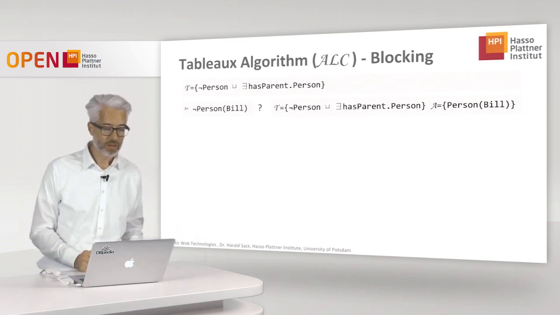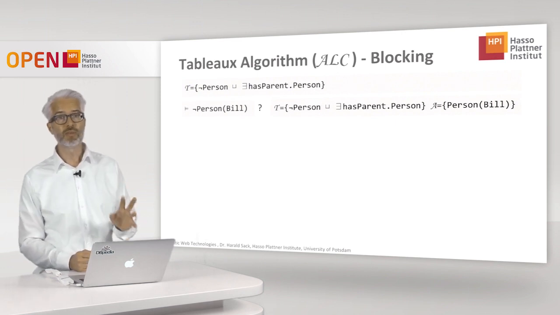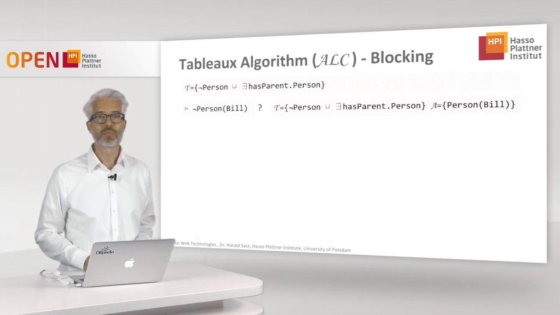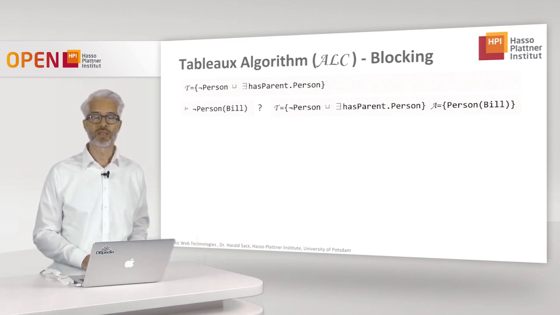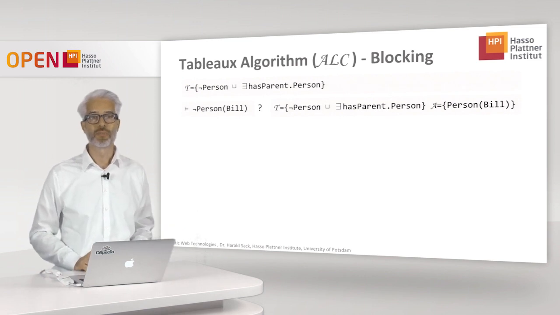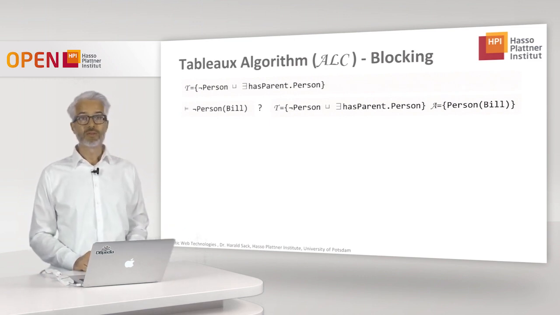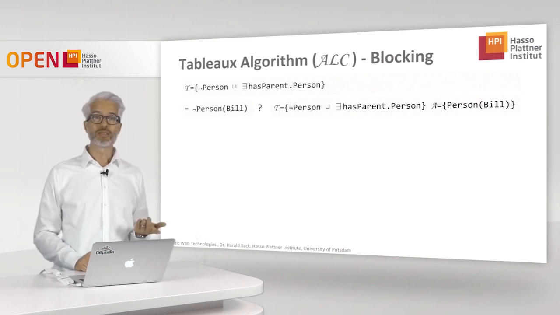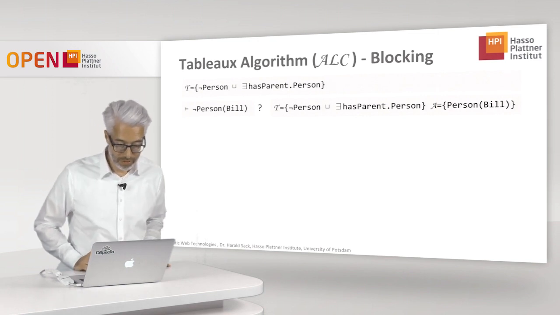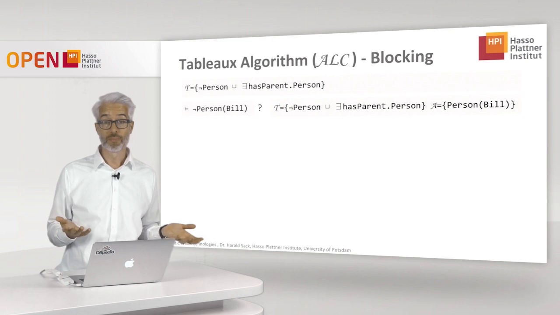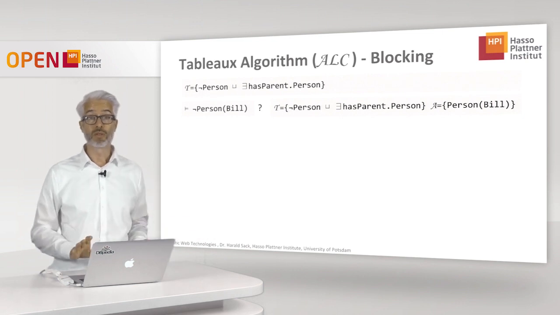Here we have a knowledge base with a simple fact. The T-box here has the fact: not person, or there exists somebody which is my parent, which is a parent, and of course is a person. What we want to show is that Bill is not a person is a logical consequence of that knowledge base. Of course, it's not necessarily a logical consequence, we can see that. But we can prove it with a Tableaux algorithm.